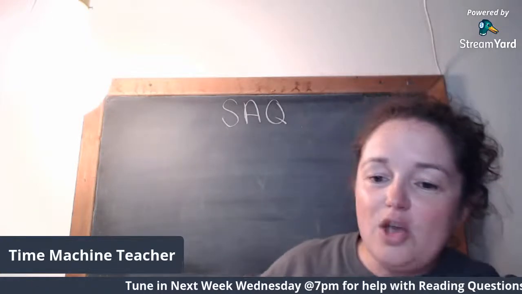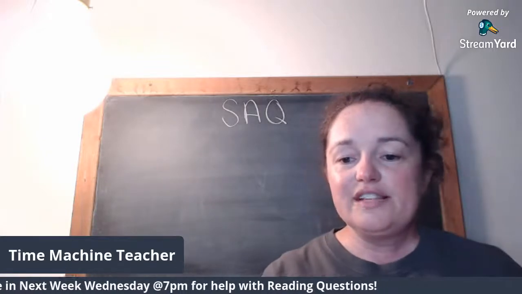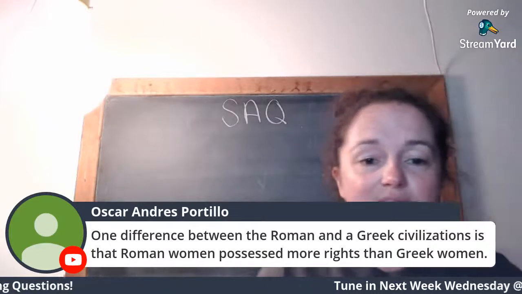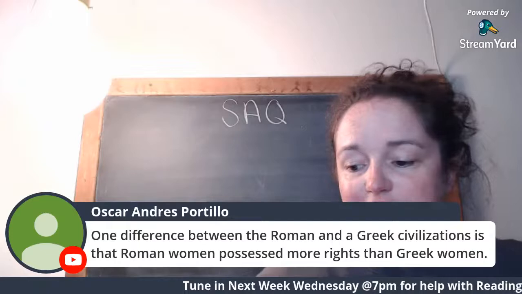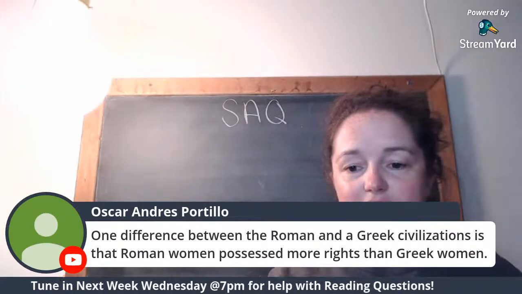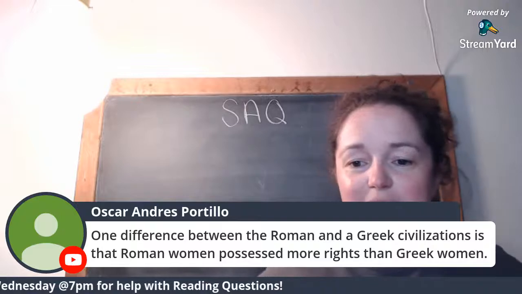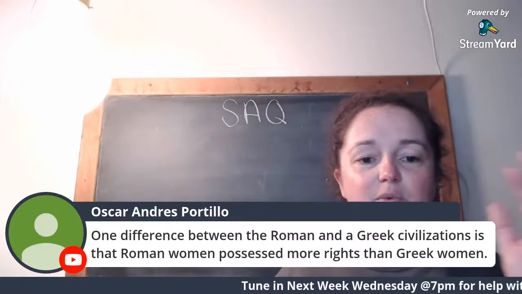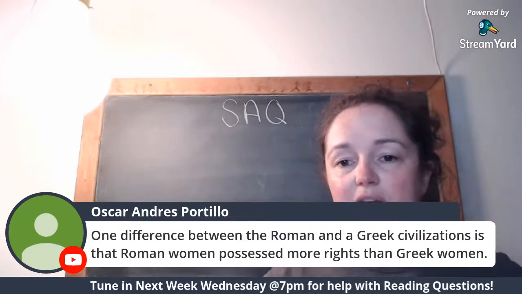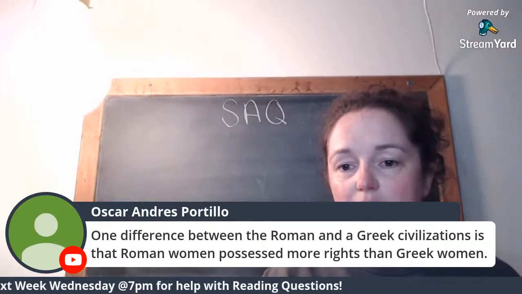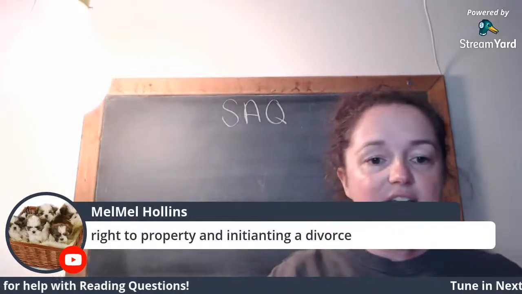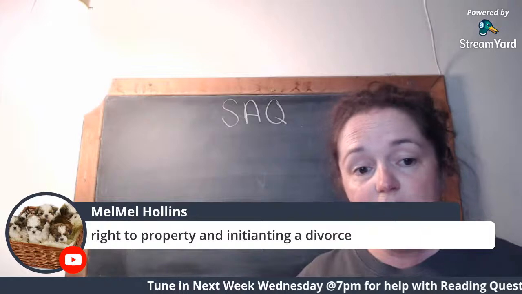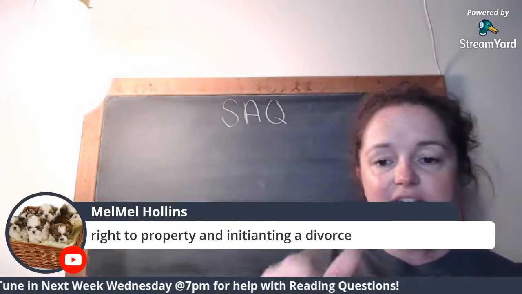Oscar popped up first. It says, one difference between Roman and Greek civilizations is that Roman women possess more rights than Greek women. There you go, guys. There's your topic sentence. And mayonnaise was close behind with just about the same. All right, so we have that as our topic sentence. The explain part could be what you guys were talking about up here, where Mel says that they have the right to own property and initiate divorce. So you could say that in Rome, women had the right to own property and initiate divorce.